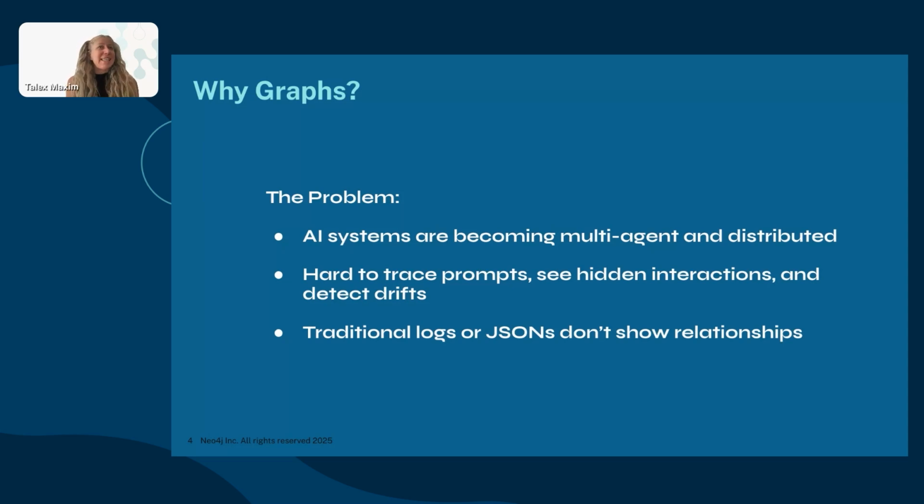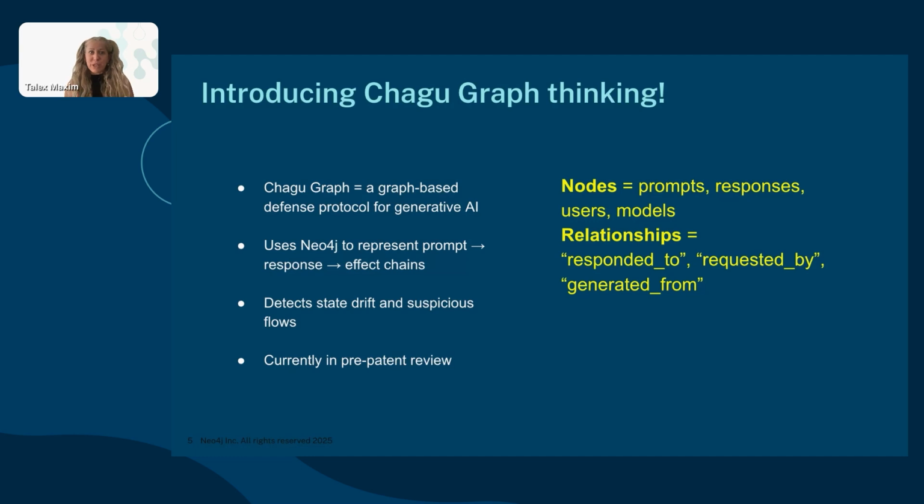Right now, agentic AI systems are very chaotic and are becoming multi-agentic frameworks, like ensembles. It's hard to trace a prompt, it's hard to see hidden interactions, and it's hard to detect drift. Traditional logs and JSONs don't show the relationships, while graphs let us visualize the problem and see right away what goes wrong, to classify the node in this sector or that sector.